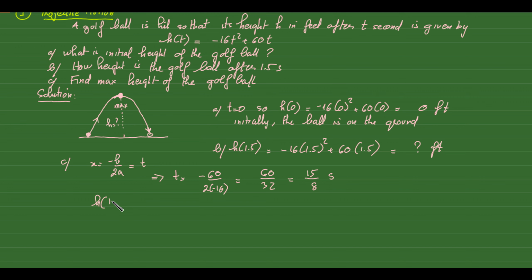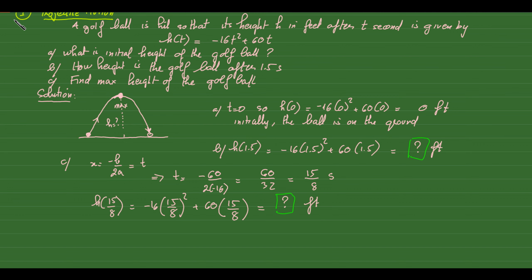So h of 15 over 8, you're going to plug into this, so you have negative 16 times 15 over 8 squared, right? Plus 60 times 15 over 8. Then you put it into the calculator and it's going to give you the height in feet. I don't know how high it is because I don't have a calculator here, but you can go ahead and find it yourself easily.